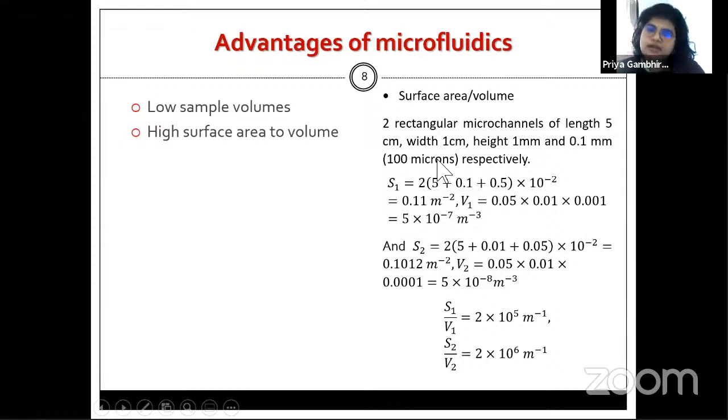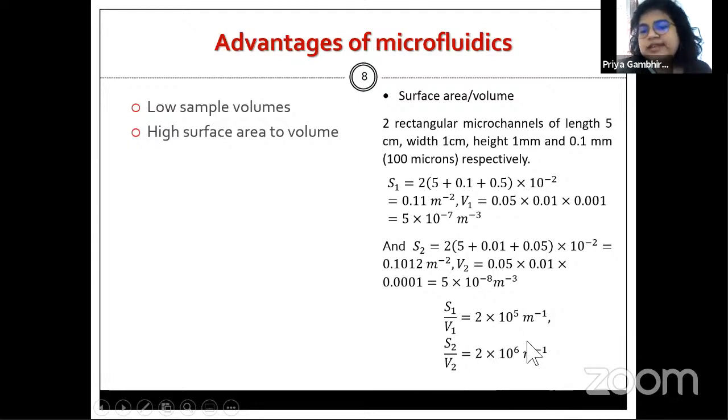And just by changing one dimension into microns, and that too not lower microns, just by one order of magnitude, so 1 mm coming down to 100 microns, what I've done here is calculate the surface area S1 and the volume V1 of the first channel, and the surface area and volume of the second channel. You'll see that the surface area to volume ratio for the second channel, where the height is 100 microns, has increased tenfold. You have so much higher surface area compared to the volume. So even if you work with very low volumes of biological fluids, you can still have a lot of reaction area because you have higher surface area.